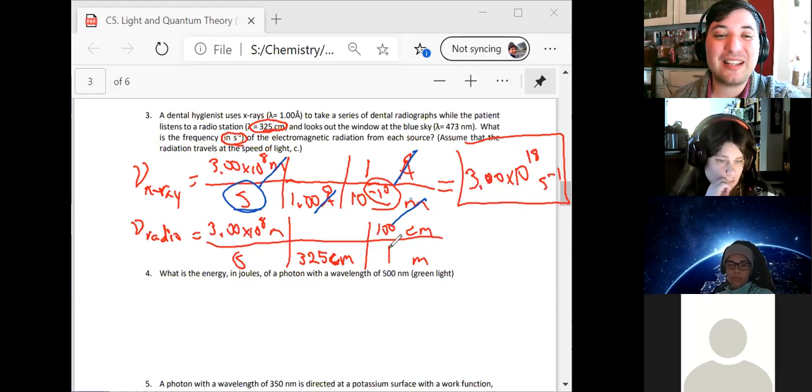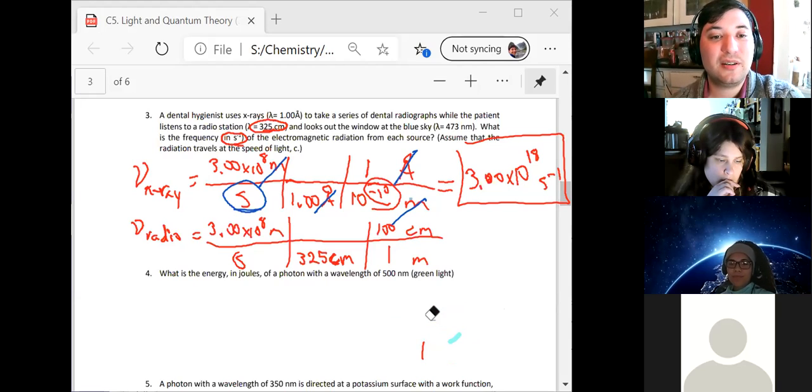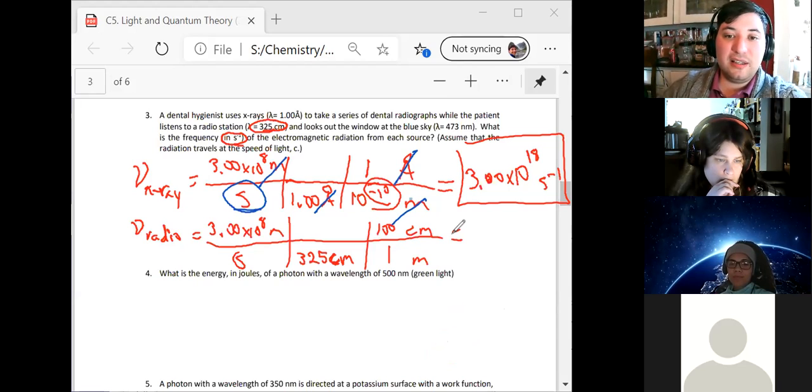So our conversion centimeters to meters, centi is 100, so 100 centimeters to 1 meter. Or as Alex likes to do it, for some reason that is beyond me, 1 times 10 to the minus second meters is 1 centimeter. So now we can plug this into our calculator.